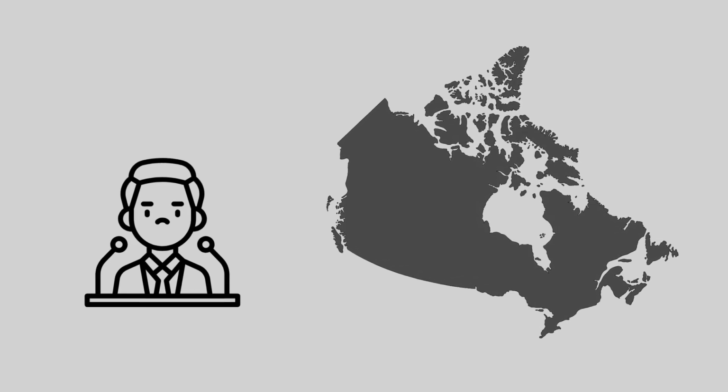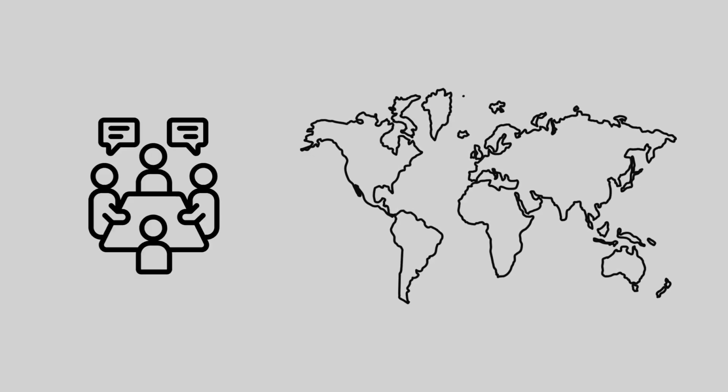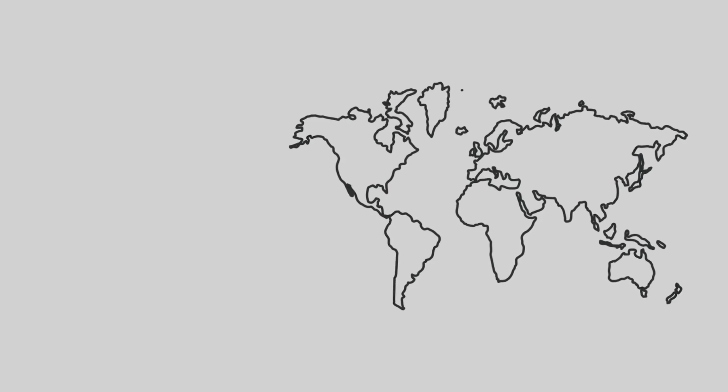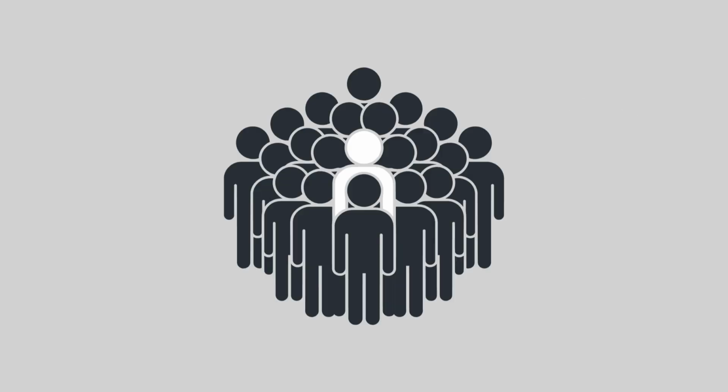The Prime Minister of Canada is the head of government responsible for running the country, making policy decisions, and representing Canada on the world stage. But how is the Prime Minister elected? Let's break it down step by step.